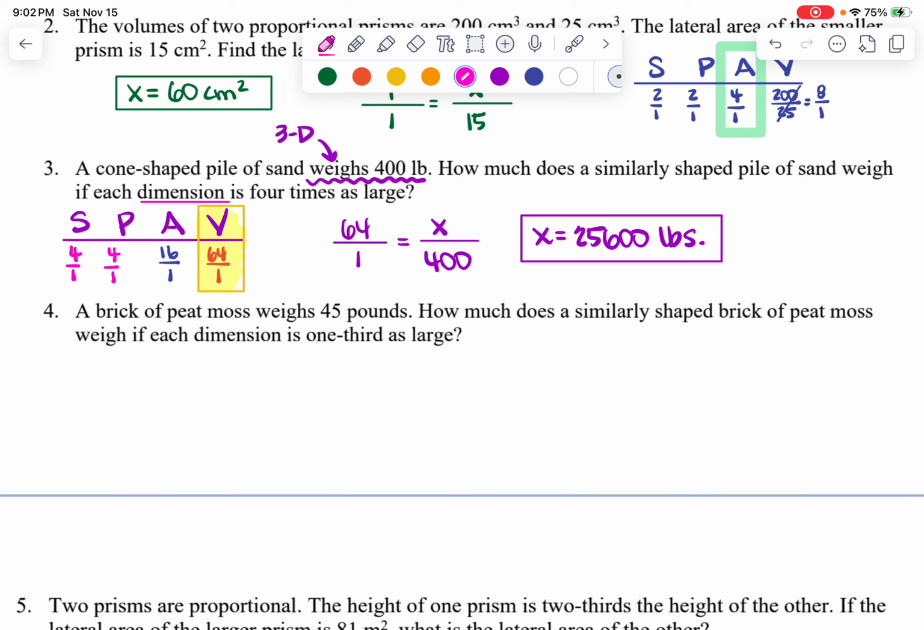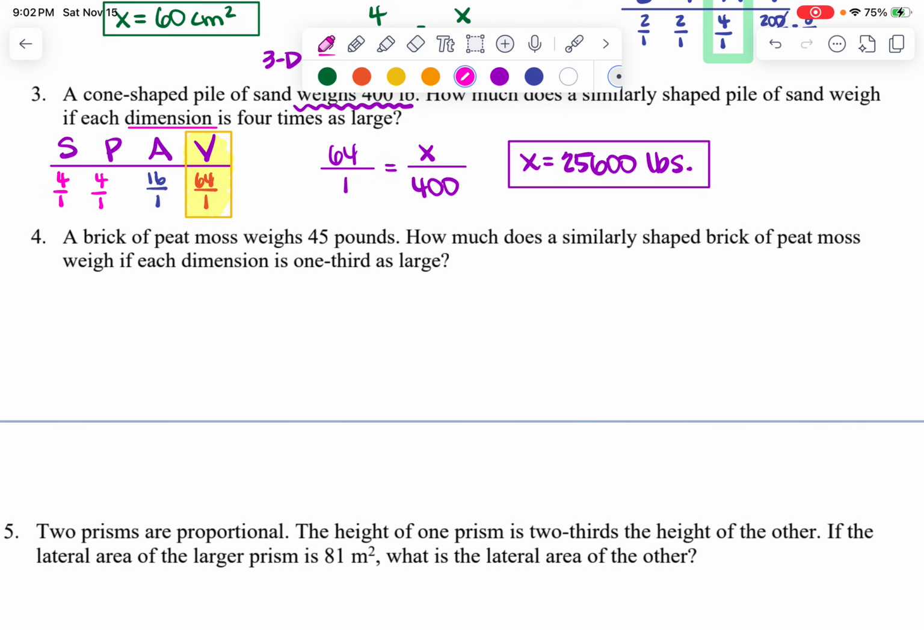All right, we've just got a few more. A brick of peat moss weighs 45 pounds. Again, weight, so volume. How much does a similarly shaped brick of peat moss weigh if each dimension is 1/3 as large? All right, kind of on repeat here. So dimensions again are sides. So 1/3 is large, which means the perimeter is 1/3 as large, which means the area is 1/9 as large, and the volume is 1/27 as large, right?